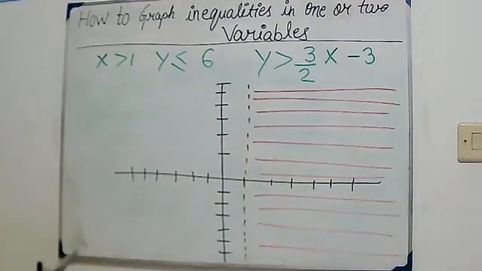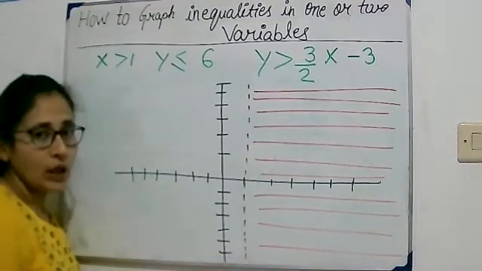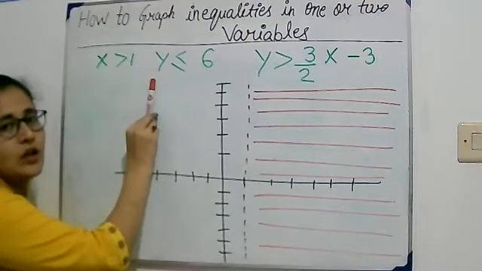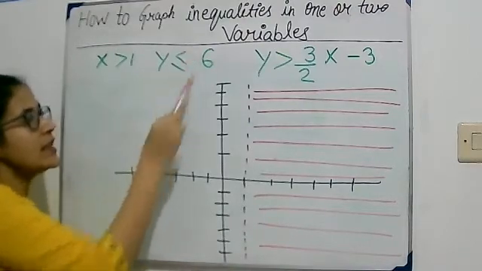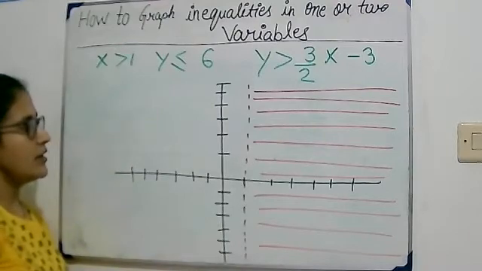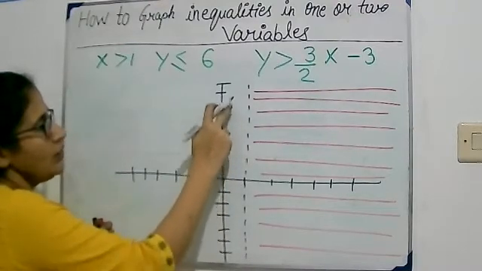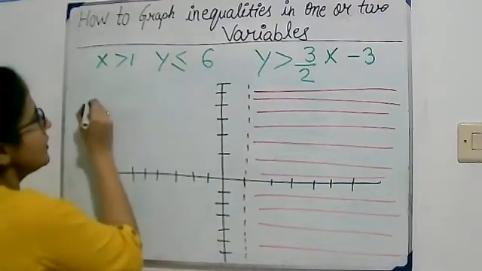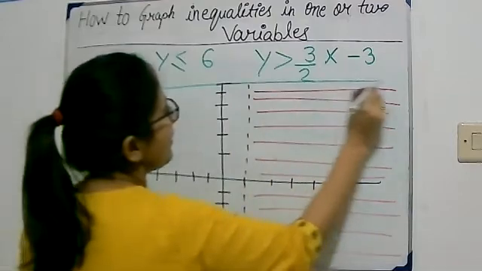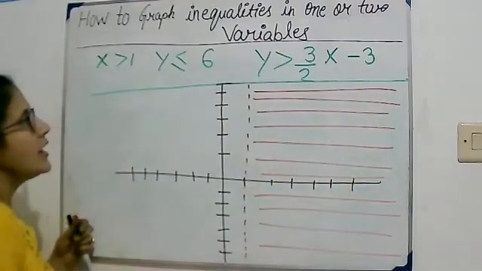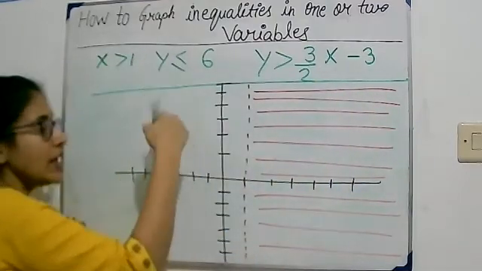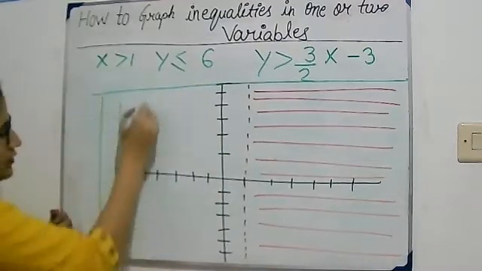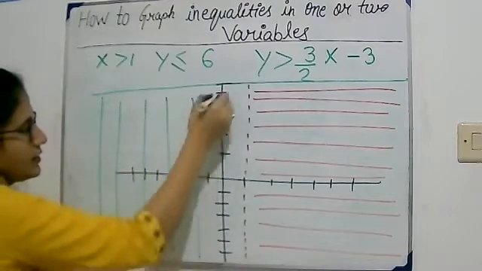Next is y is less than and equal to 6. Y is basically horizontal line parallel to x-axis. 6 is the distance from x-axis. 1, 2, 3, 4, 5, 6. Here the line will be solid line. Area which is less than 6. So we have to shade all the area which is less than 6.